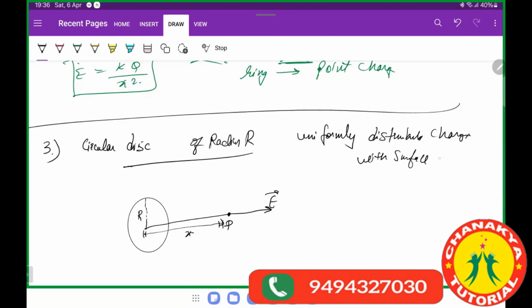What was surface charge density? Charge per what?